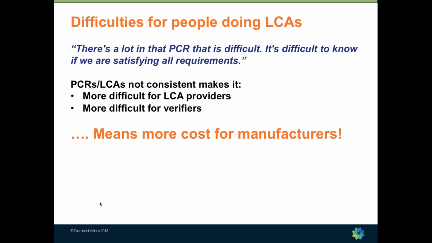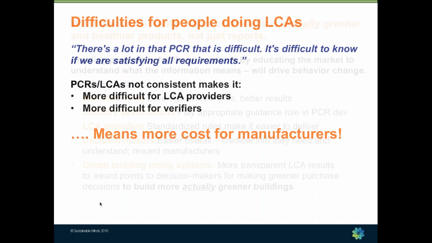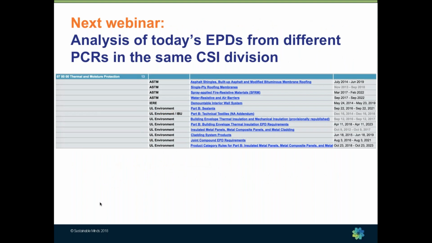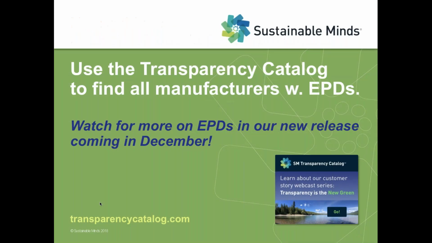So we announced last week the next release of the transparency catalog that's going to come out in early December. We have actually identified and will have added every single EPD in North America. It's over 1,200 EPDs that will be available through the transparency catalog, and you can imagine where we're going with that.